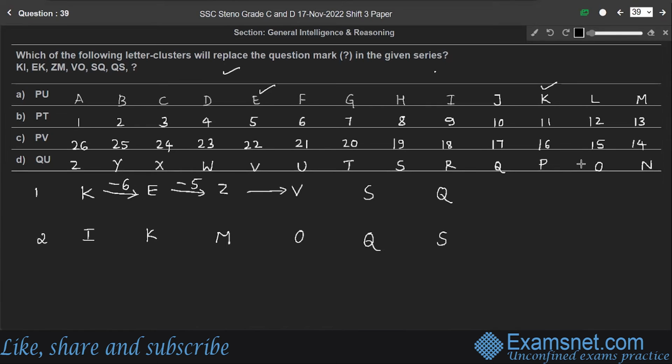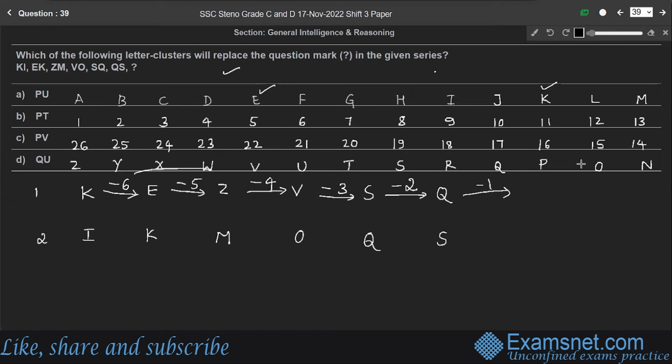Next comes V. V is 22. Since Z is 26, I can write Z minus 4 as V, and V minus 3 as S. So V is 22, S is 19. Next, Q is 17, so I can write S minus 2 as Q. To get the next cluster, subtract 1 from Q. So the subtracted numbers are in decreasing order from 6 to 1.